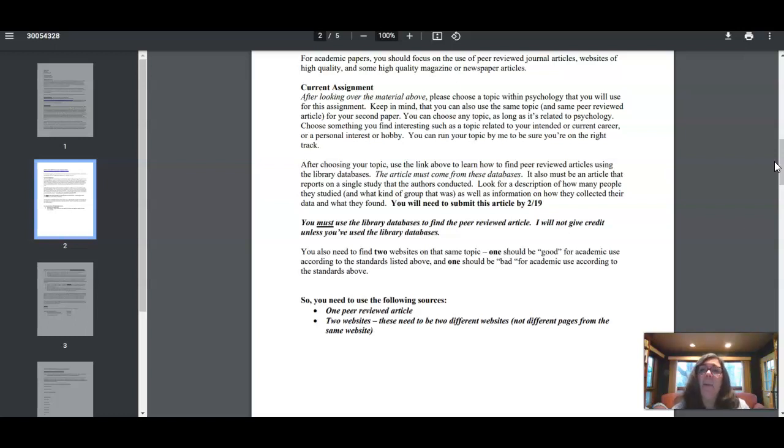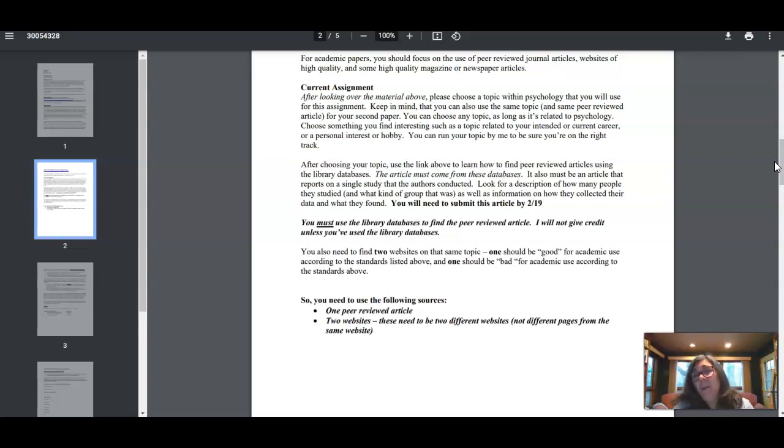And once you have your topic, and you can run that by me if you want to make sure you're on the right track, you're going to use those links I provided first to find a peer-reviewed article on that topic. It has to come from the databases. It also has to be a study. It has to be an article that is talking about a single study that the authors conducted.